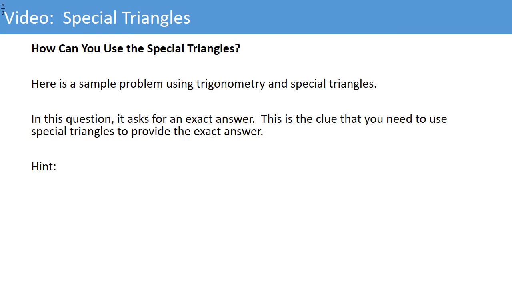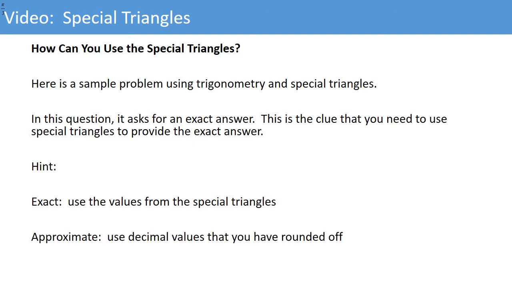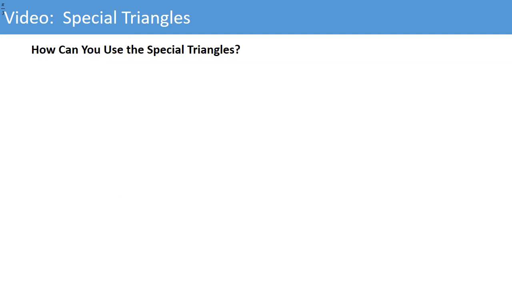Now, the clue that we need to use special triangles is given when the word exact is included. So our hint of the day: exact means use the values from the special triangles. If we were given the word approximate, we would use decimal values and round off. Now, let's take a look at the solution.